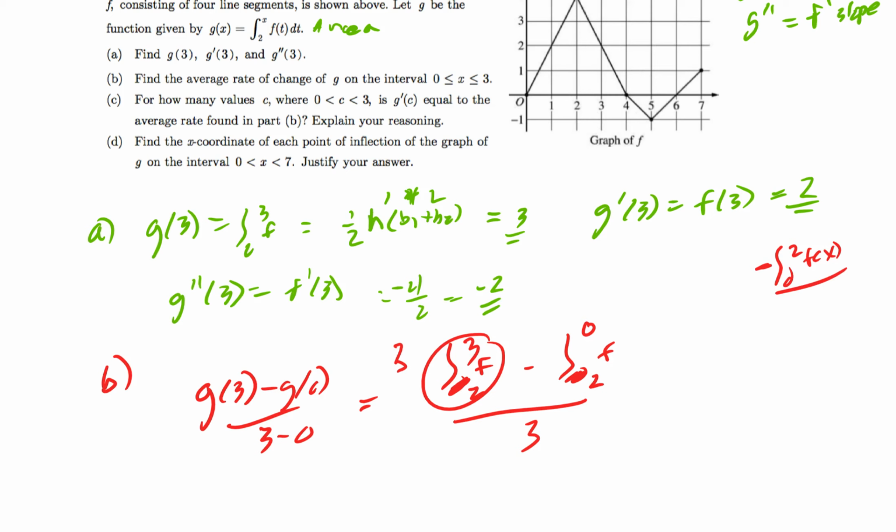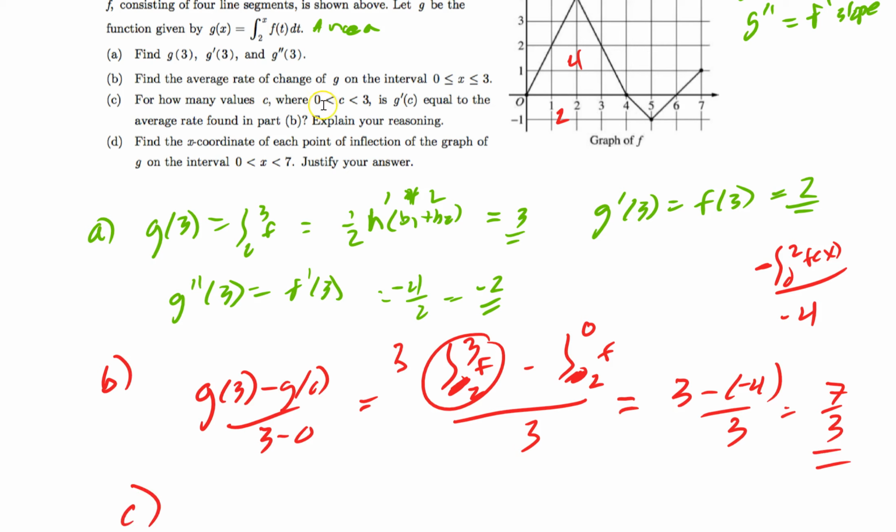So from 0 to 2, that's just a triangle, where this is 4, and that's 2. So that's 8 divided by 2 is 4. So this is negative 4. Again, you have to flip the limits. So I made it negative. The area I found there was 4, so negative 4. So this becomes 3 minus negative 4 over 3, which is 7 over 3. Done.